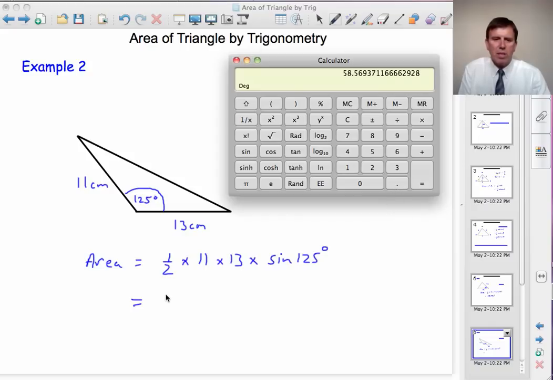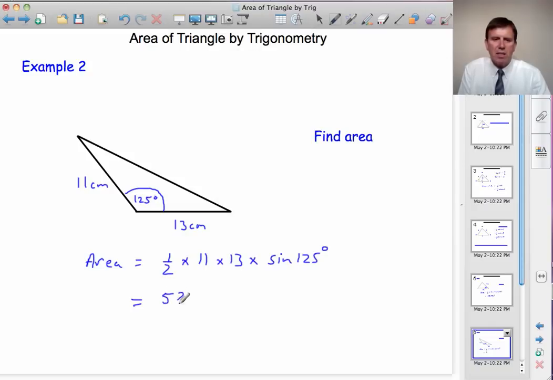58.57 to two decimal places, and this time the units will be centimetres squared because the sides are in centimetres.